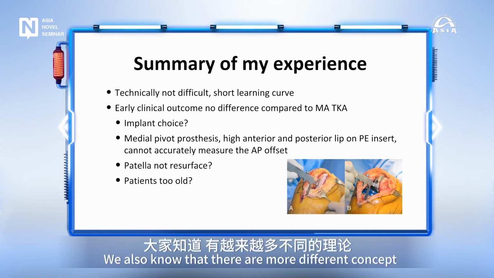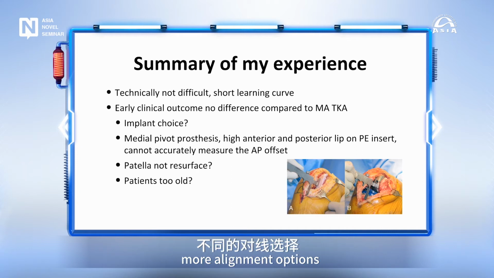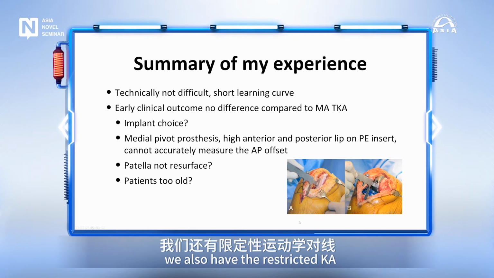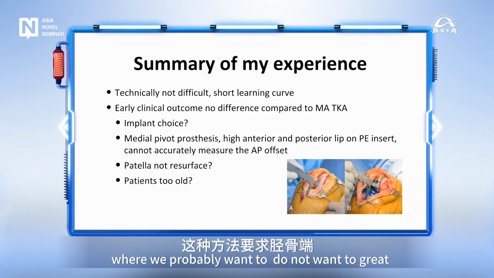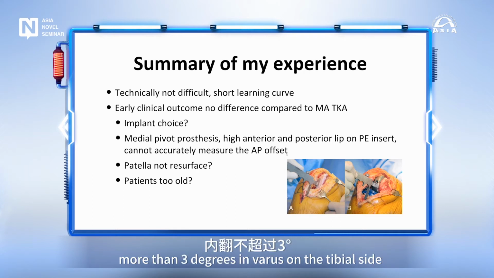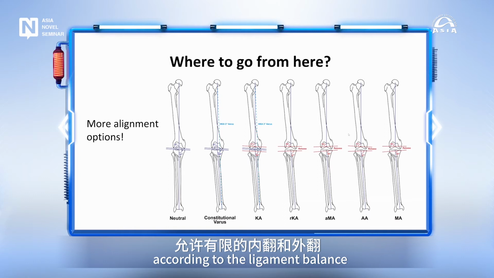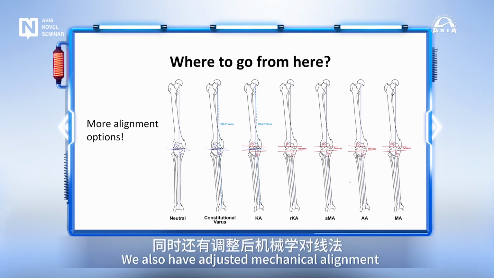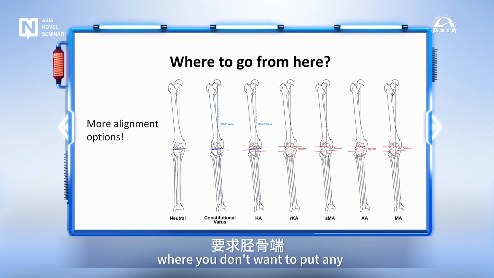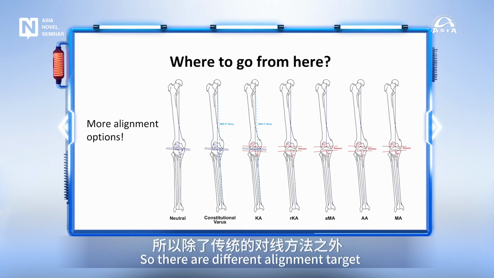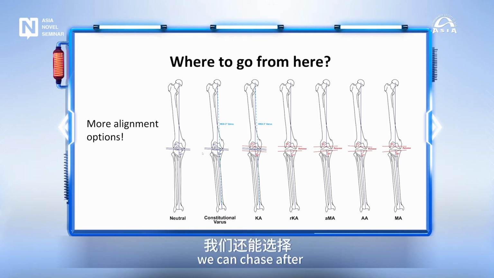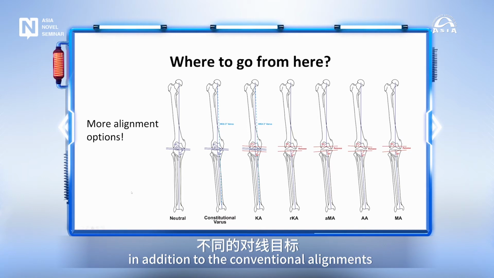We also know that there are more different concepts or more alignment options in addition to the MA and KA. We also have the restricted KA, where we probably do not want to create more than 3 degrees of varus on the tibial side, and on the femoral side, maybe a few degrees of varus and valgus according to the ligament balance. We also have adjusted mechanical alignment, where you don't want to put any varus and valgus on the tibial side, but you can adjust the varus valgus on the femoral side. So there are different alignment targets we can chase after, in addition to the conventional alignments.